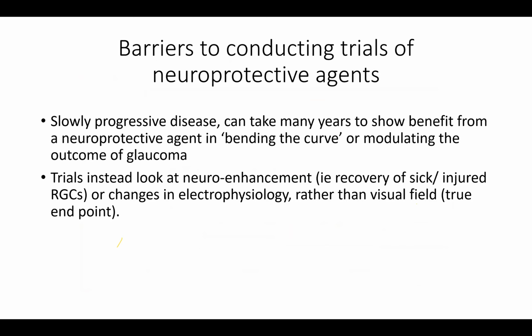There are barriers to conducting trials of neuroprotective agents. Firstly, because glaucoma is a slowly progressive disease, so it can take many years to show benefit from a neuroprotective agent in bending the curve or modulating the outcome of glaucoma. And secondly, because of this reason, trials tend to look at neuroenhancement, so recovery of sick or injured retinal ganglion cells, or have their endpoints in electrophysiology rather than visual field, which is what we're truly interested in with these patients.